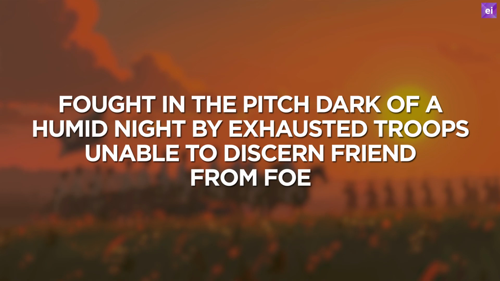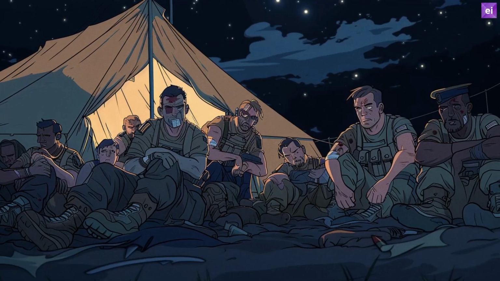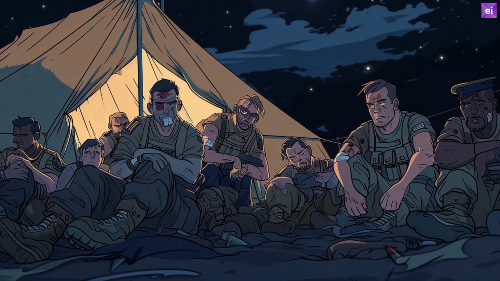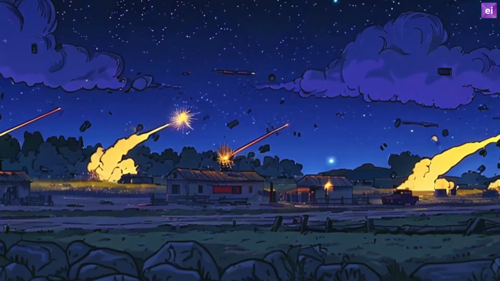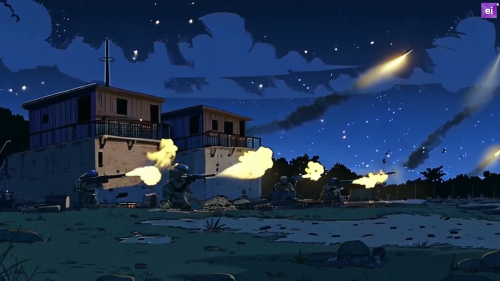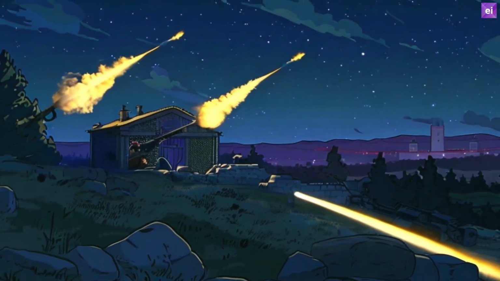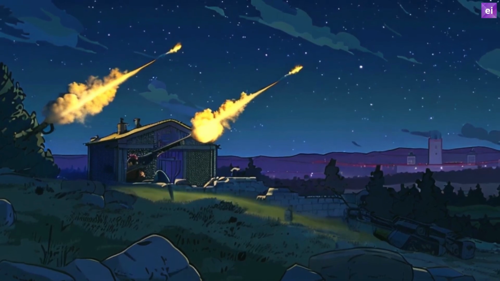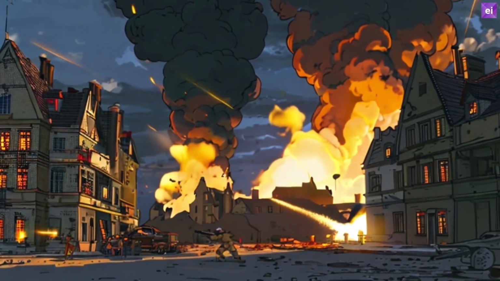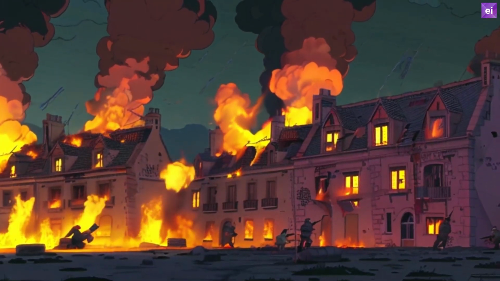Fought in the pitch dark of a humid night by exhausted troops, unable to discern friend from foe, the battle ended in a stalemate. With the American invasion effectively exhausted, they withdrew to Fort Erie. There, they inflicted heavy casualties on the forces of the new British commander, Lieutenant General Gordon Drummond, during a failed night attack on August 14 to 15, 1814.